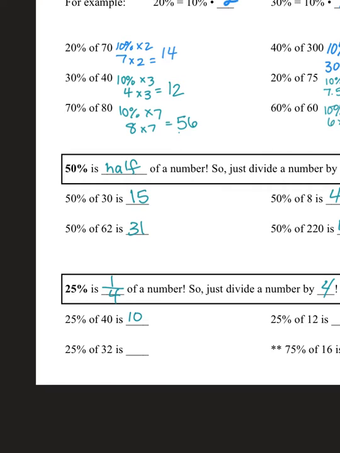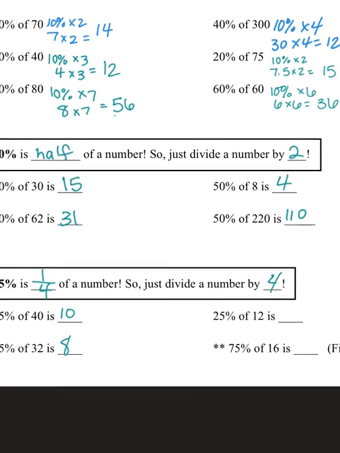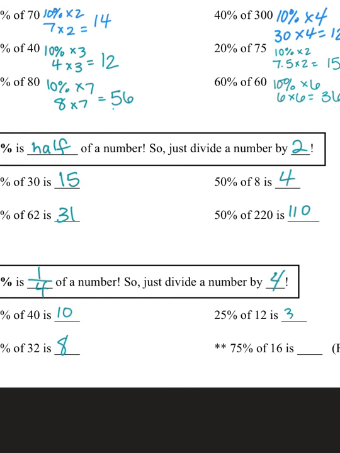25% of 32, 8. Because that's 1/4 of 32. It's 32 divided by 4. 25% of 12 would be 3.